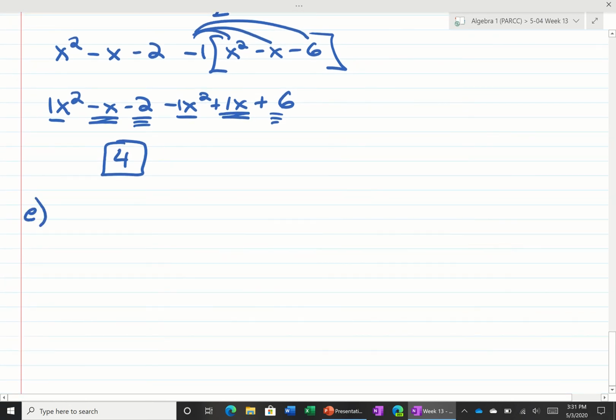Part E is similar. And for part E, we have x minus 2 to the second minus x plus 1 to the second. Now you don't want to do this. That's not a property that we use here. We could use that if we're multiplying on the inside, but we're adding. So we have to do this problem a similar way to the way we did the last problem.